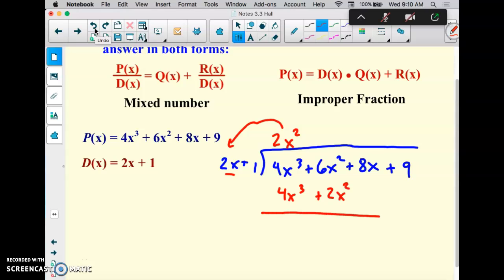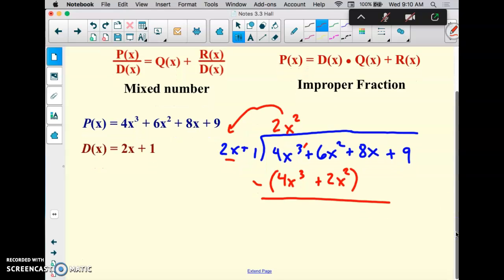Now I am subtracting these, both of them, so I put them in parentheses as if I'm distributing the negative. The 4x cubed is gone. That was the whole point. 6x squared minus 2x squared is 4x squared. Bring down the 8x, and bring down the 9 if you want to. It's plus 8x plus 9.